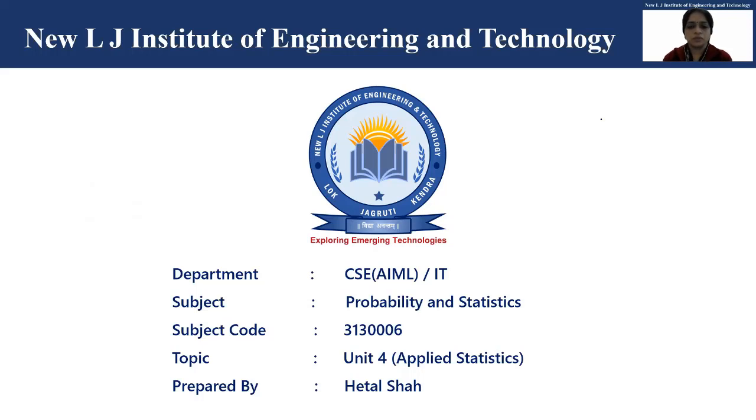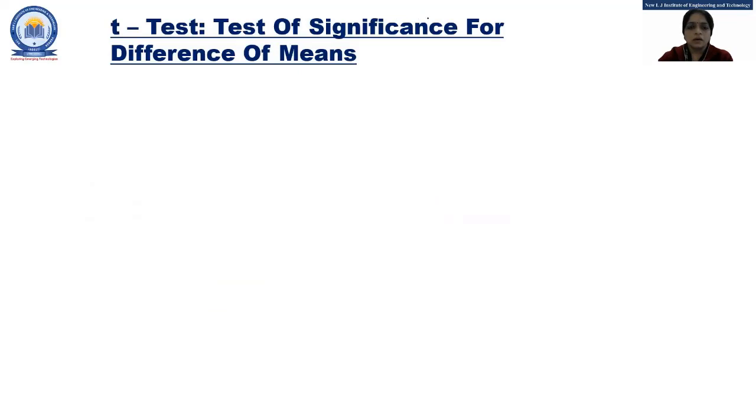Today, we are going to discuss the subject probability and statistics. In this subject, we are going to discuss the t-test, test of significance for difference of means. In this kind of test, we apply the t-test when the sample sizes are less than or equal to 30, right?